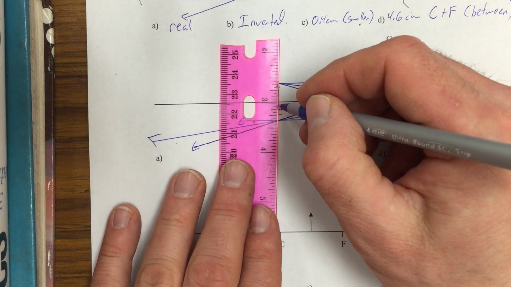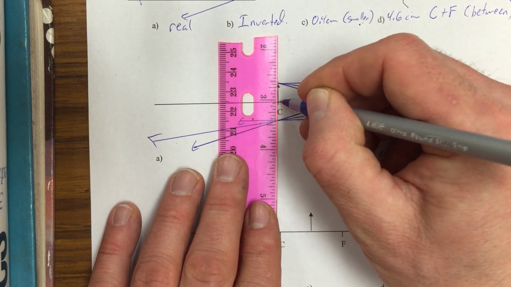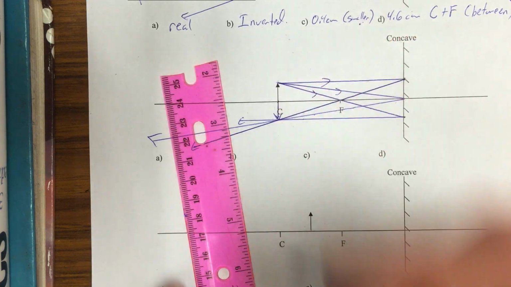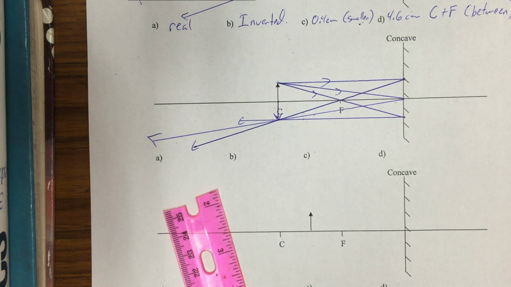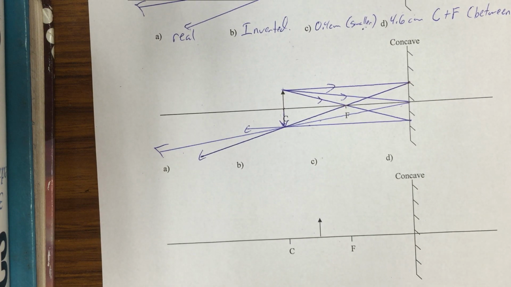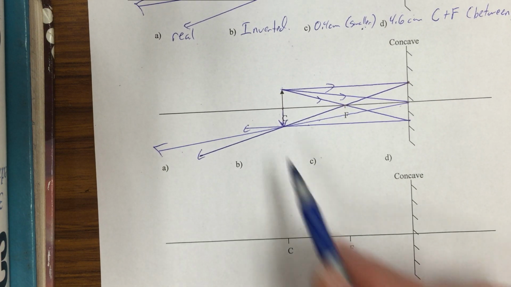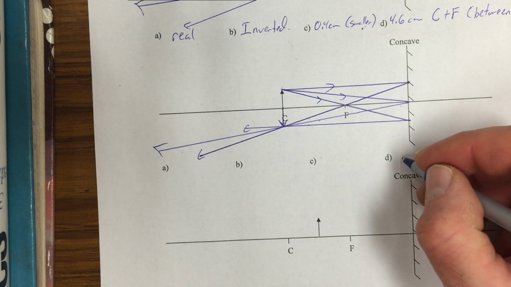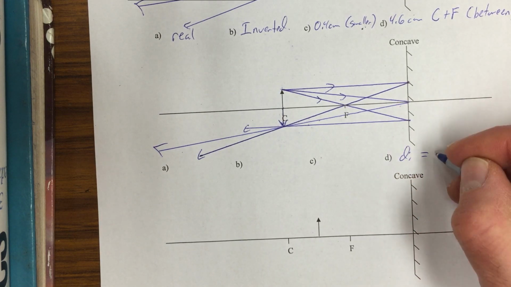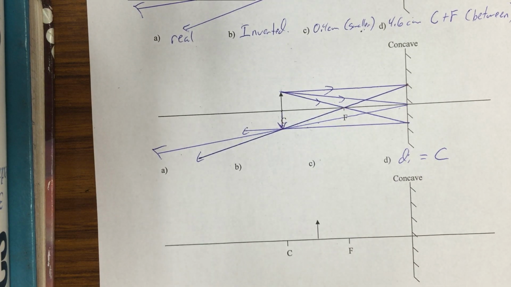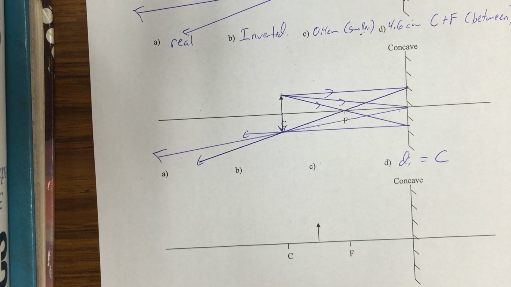That puts my image right here, folks. That puts my image right there. Where am I when I'm right there? My image location right there is C. So that's actually what I want to do here for my DI. My DI is actually C. So I'm getting a general answer here rather than a specific value. That general answer is the important piece.